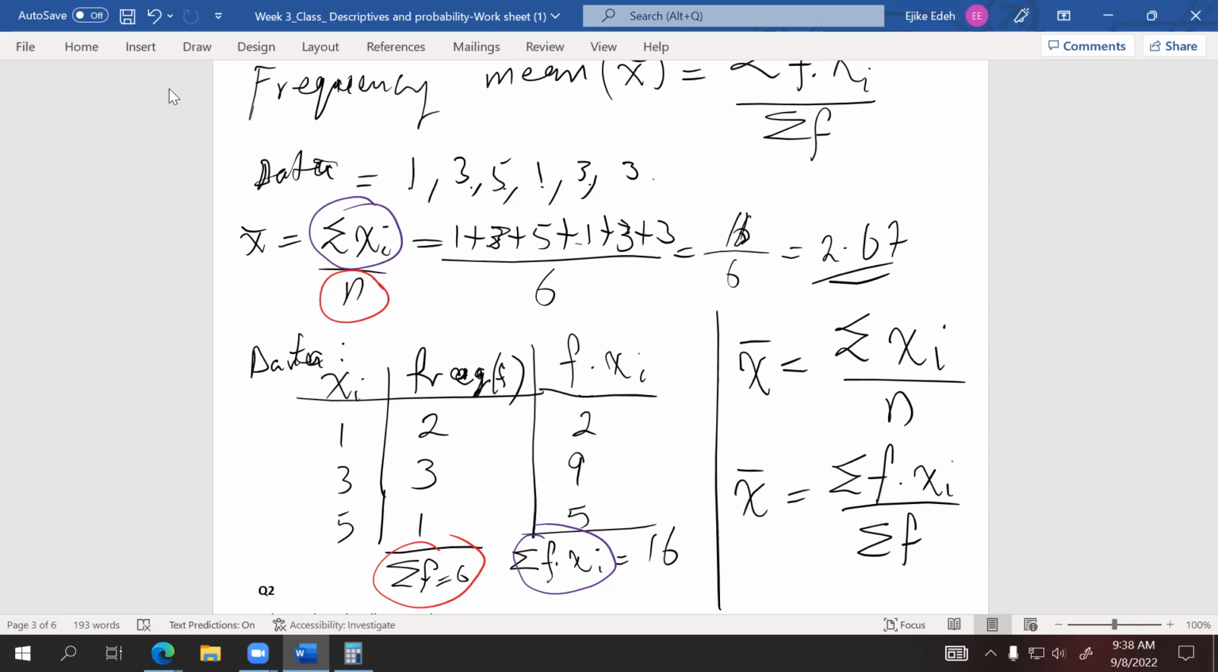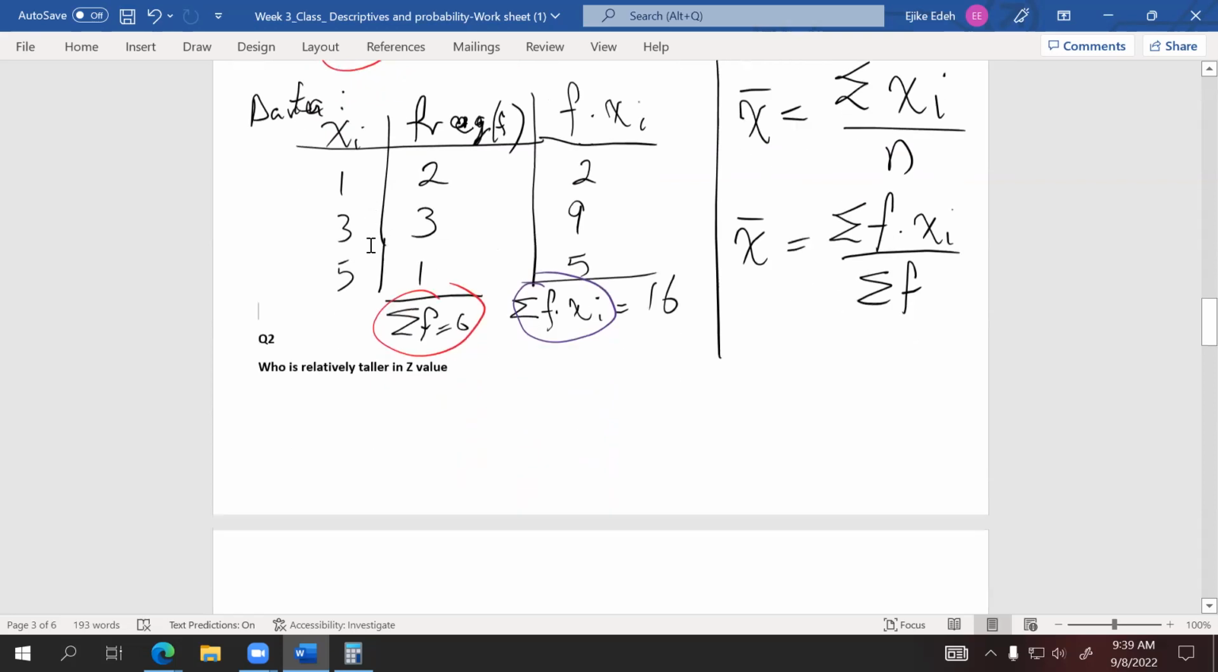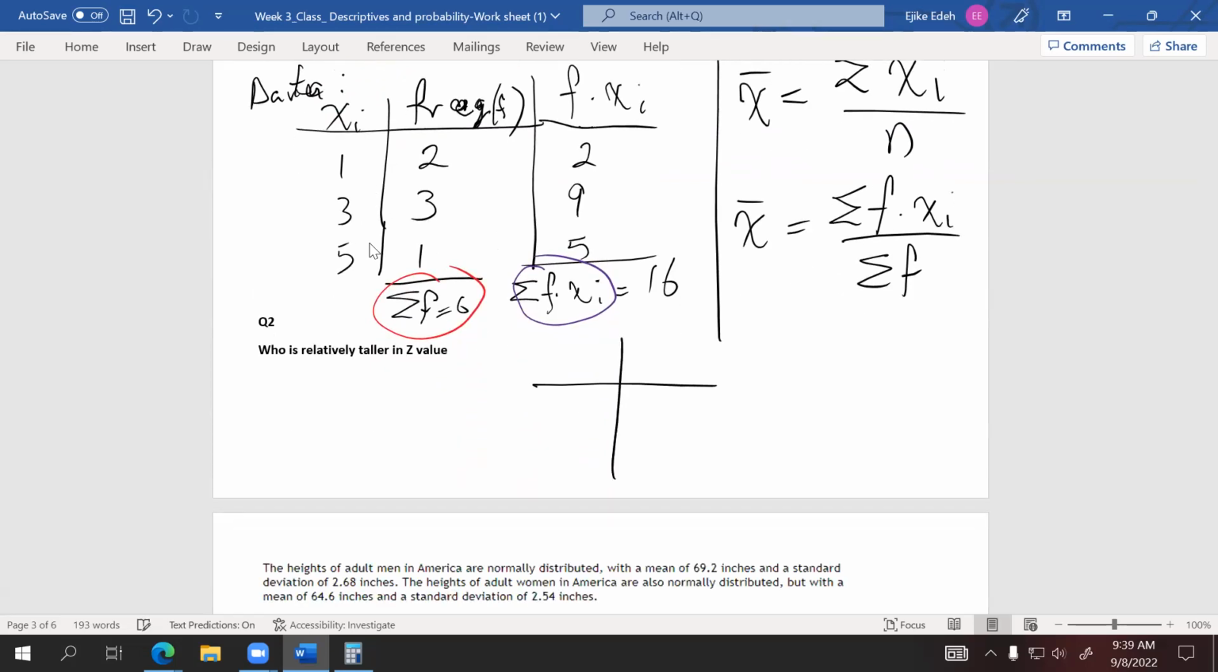Such a scenario would be if you just have a table with x_i and frequency. You have 1, 5, 7 and maybe 3, 8, 9. I'm saying find the mean of the distribution. Then using the second formula is easier.